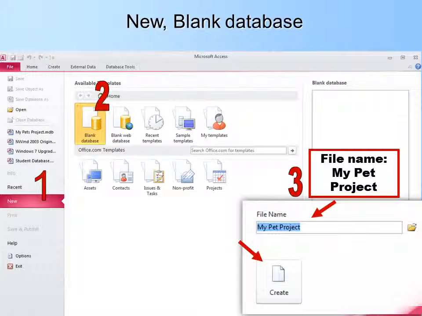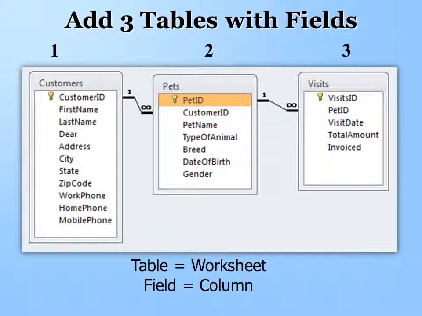Then we'll go to File, New, Blank Database, and we'll give it a name. I'm calling it My Pet Project, and then hit Create. We're going to add 3 tables with fields, and just for your information, a table is the same as an Excel worksheet, and a field is the same as an Excel column. So that's what we mean by tables and fields.